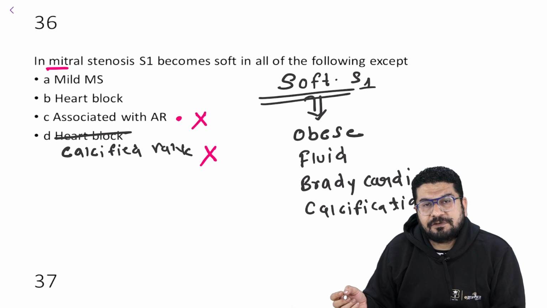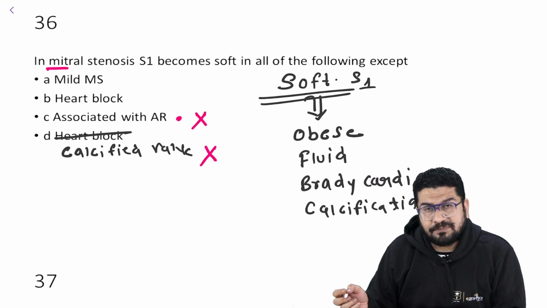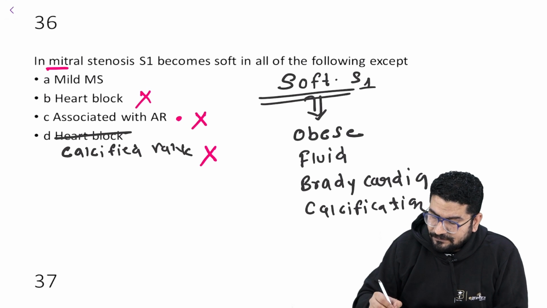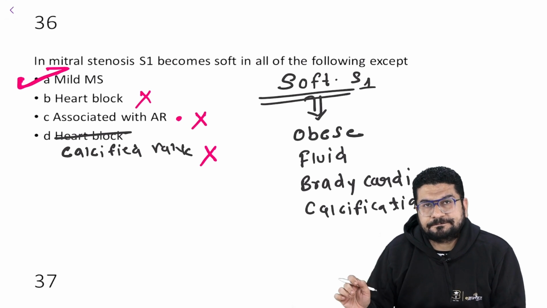In heart block, there will be bradycardia. So again, heart block means bradycardia. This will produce softening of sound. So in mild MS, by ruling out other choices, I can go with the answer. You will not see a soft S1.